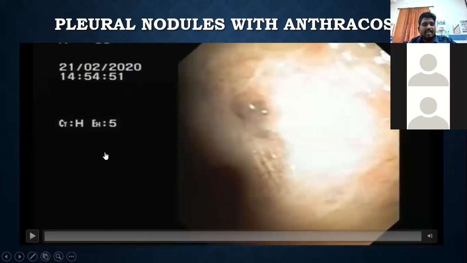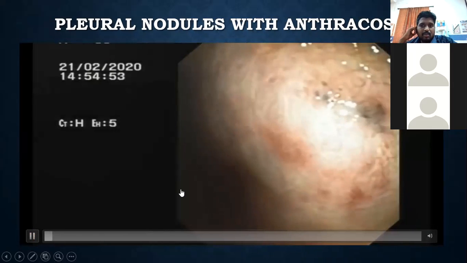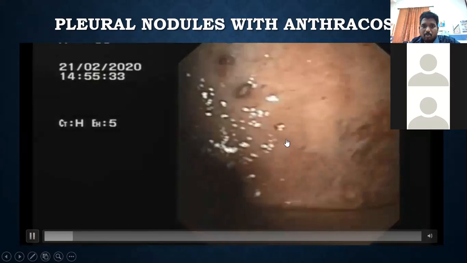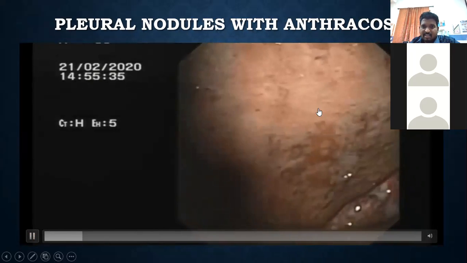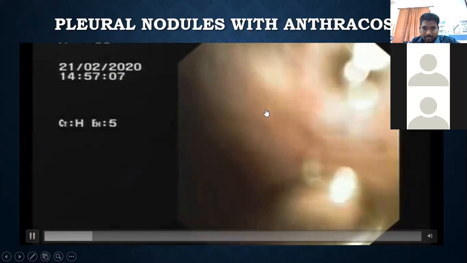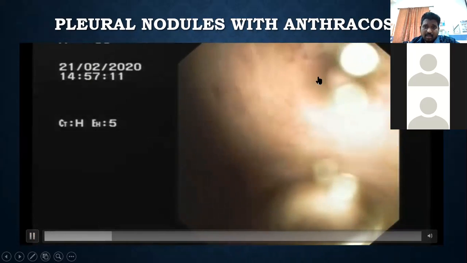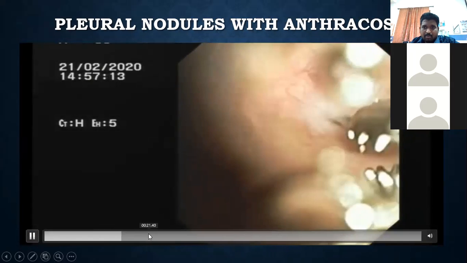This is one more case, a pleural nodule with anthracosis. You see that? This is the parietal pleura. You could see the nodule, and also the thickening of the pleura. You see that the pleura is not shiny. You could see the ragged appearance of the pleura, and the brownish pigmented appearance in one of the nodules.